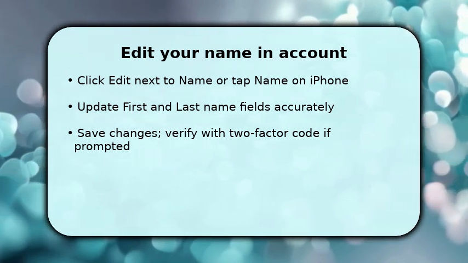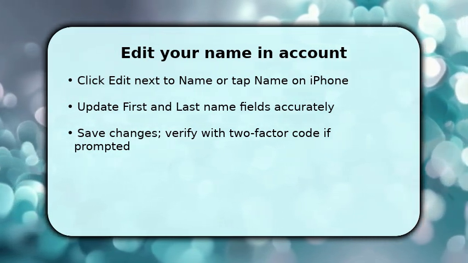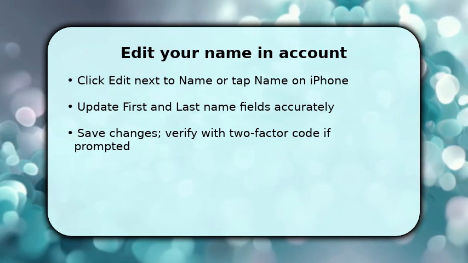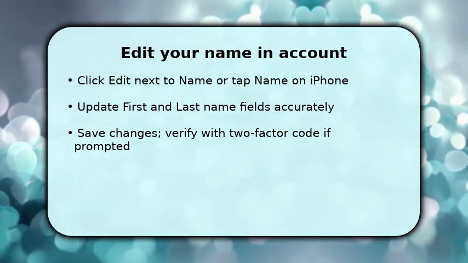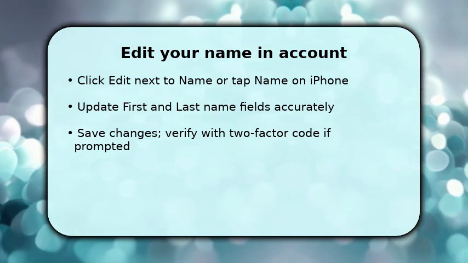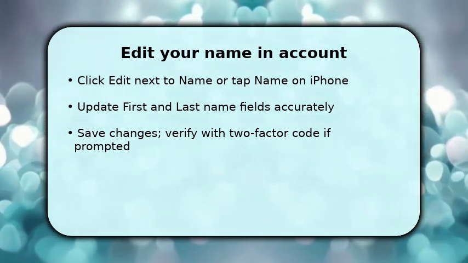After typing, press Save. Apple may prompt for a two-factor authentication code. Enter it from your trusted device. Once saved, the new name propagates to mail headers for new messages. If you use multiple Apple devices, make sure they sync so the updated display name appears everywhere.